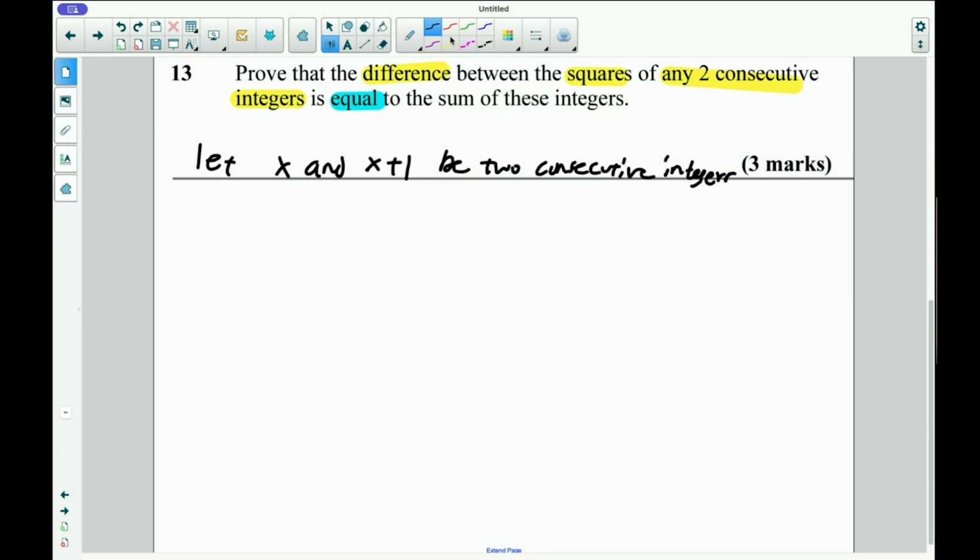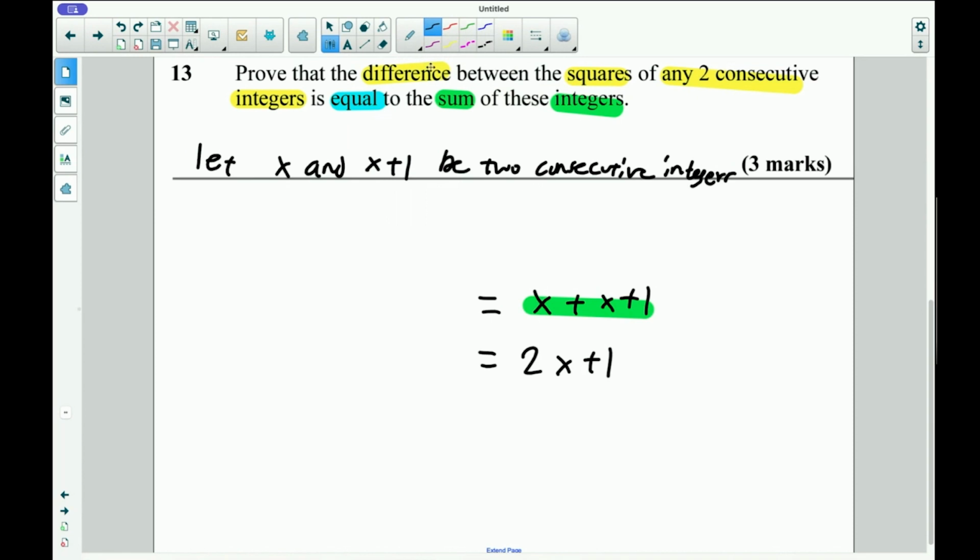So let's look at the green portion first. We want something and something to be equal to the sum of these integers. So x plus x plus 1. This will be the sum of our integers. Okay, hopefully we can see that connection. So we need something to equal 2x plus 1. Okay, and that's going to be at the very end.